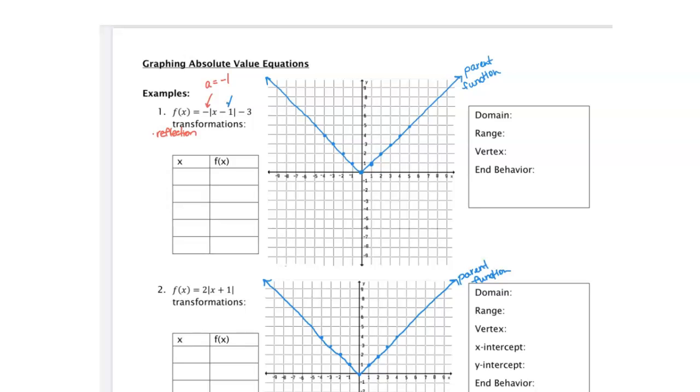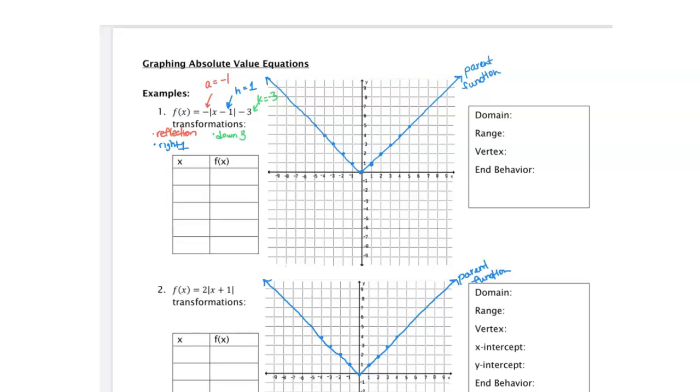Next, we have our H. In this particular case, our H is not a negative 1, but our h is actually 1. We always go with the opposite for our h. So this means that we have a shift right 1. And then we have our k value here. Our k is equal to negative 3. So therefore, we are going to go down by 3.